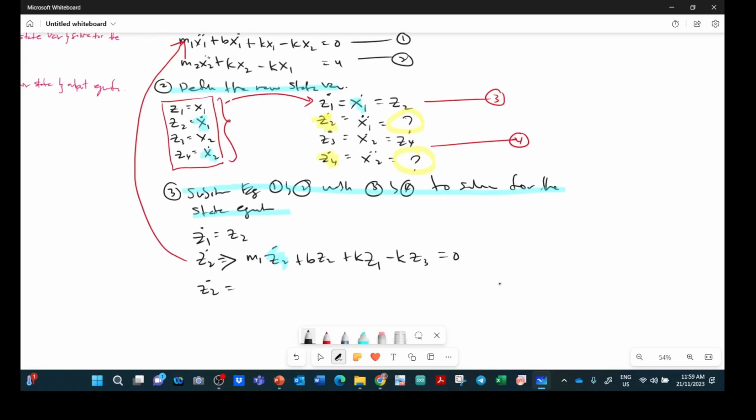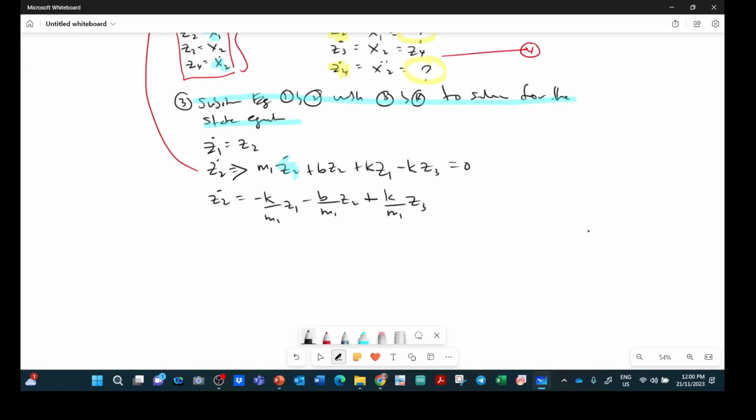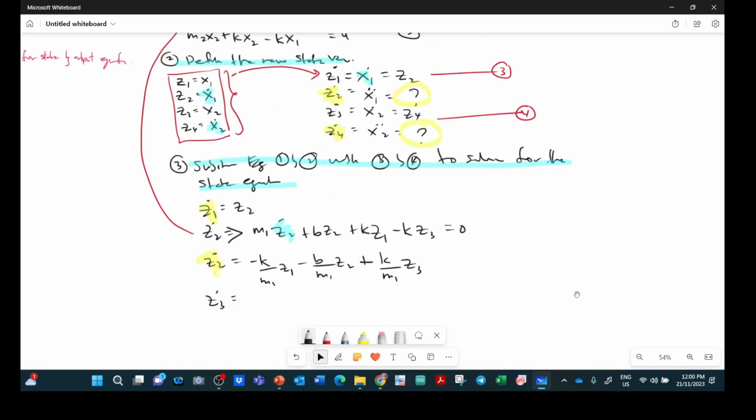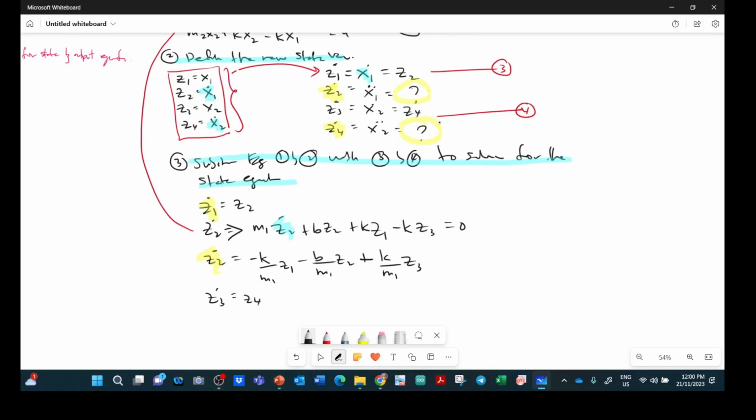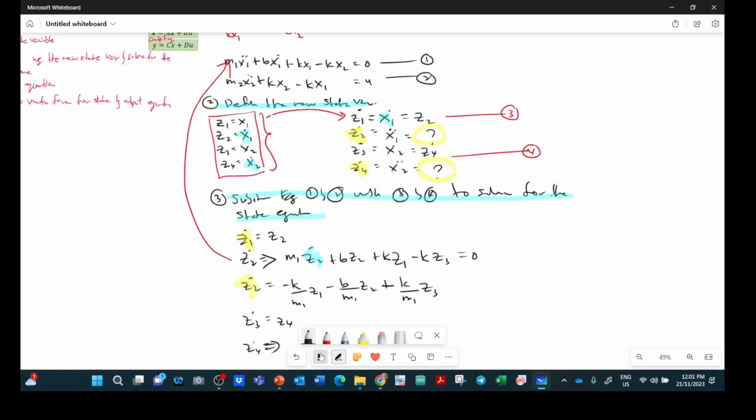Right. So rearrange it, you will get... Is there a class after this? Let's see. No. Okay, Z2 dot, you will get what? Rearrange it again. So minus k over m1 z1, minus b over m1 z2, plus k over m1 z3. Right? Everybody got the answer? So you get another equation, which is for z2 dot. This is z1, this is z2. Then just for the sake of rearranging, we write down what is z3. Z3 dot you get z4, equal to z4. Okay, this is done. Z4 dot, you need to use the second equation.